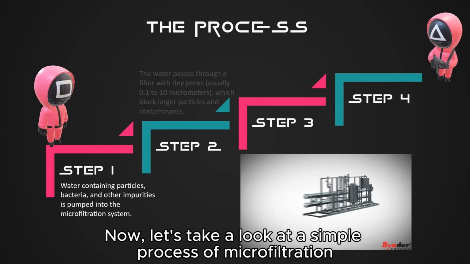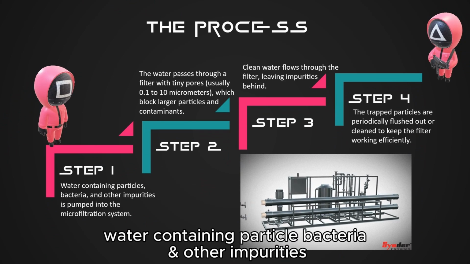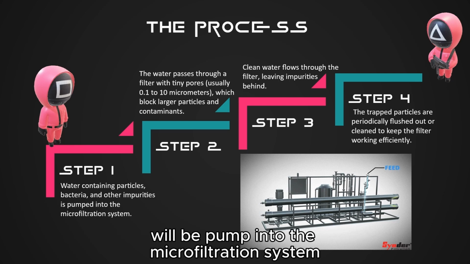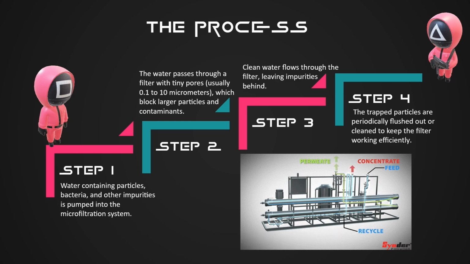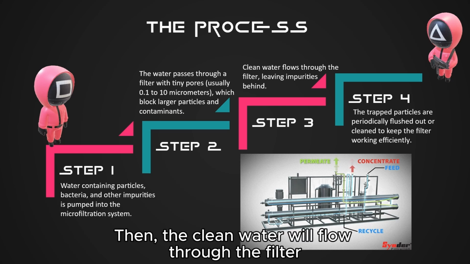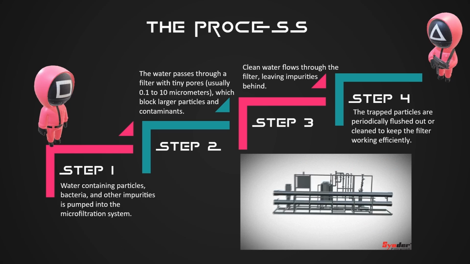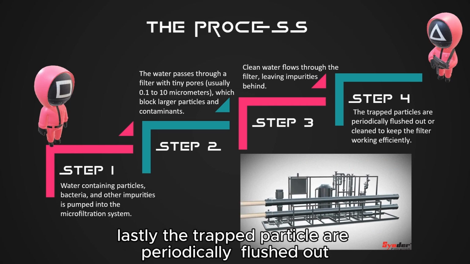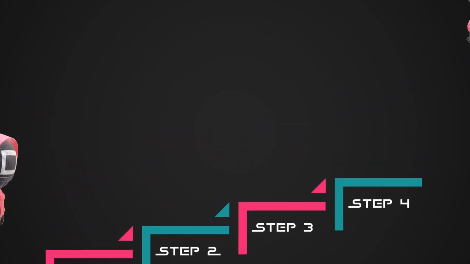Let us take a look at the simple process of microfiltration. So first, water containing particles, bacteria and other impurities will be pumped into the microfiltration system, and then it passes through the filter with tiny pores and blocks larger particles and contaminants. Then the clean water will flow through the filter, leaving the impurities behind. Lastly, the trapped particles are periodically flushed out and cleaned to keep the filter working efficiently.